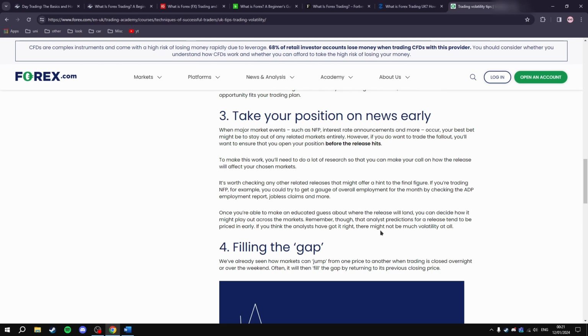Remember though, that analyst predictions for a release tend to be priced in early. If you think the analysts got it right, there might not be much volatility at all.